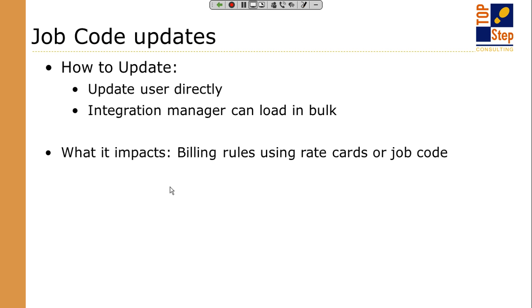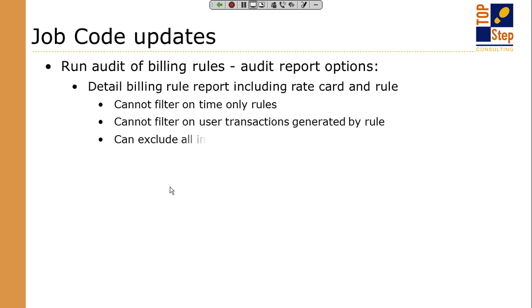So things to consider: when you're going through and updating job codes, I'd recommend running an audit of billing rules. There's really two ways to do a billing rule audit. You can run a detailed billing rule report. The thing about the billing rule report is you can't really filter on time-only bill rules. You'll get all the billing rules that you have in the system, so you have to add type as a column and then filter on the spreadsheet that comes out. You can't filter by user either, like who's already gone through the rule that you would need to double check. But you can exclude all the inactive rules.